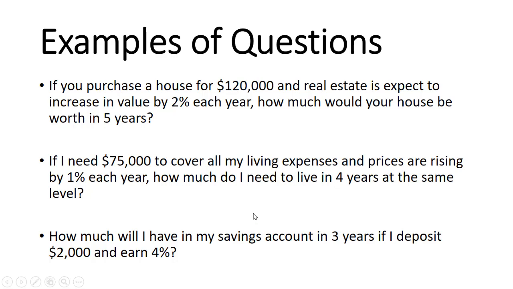This is an example of another one. How much will I have in my savings account in 3 years if I deposit $2,000 at 4%? So the rate hasn't changed. It's one lump. It's not that I'm depositing $2,000 each year. It's just $2,000 deposited one time.